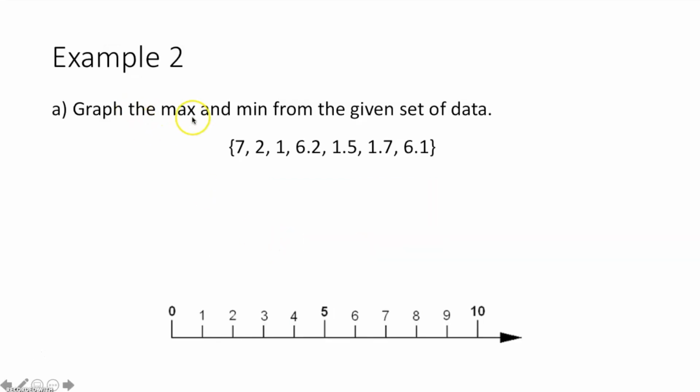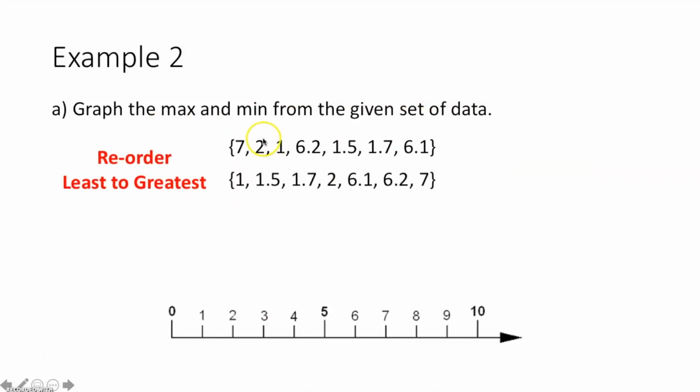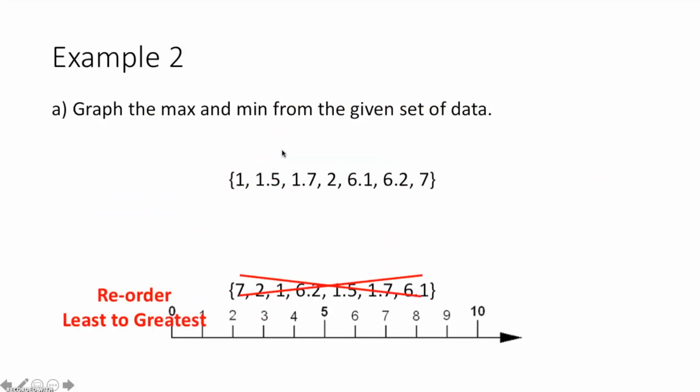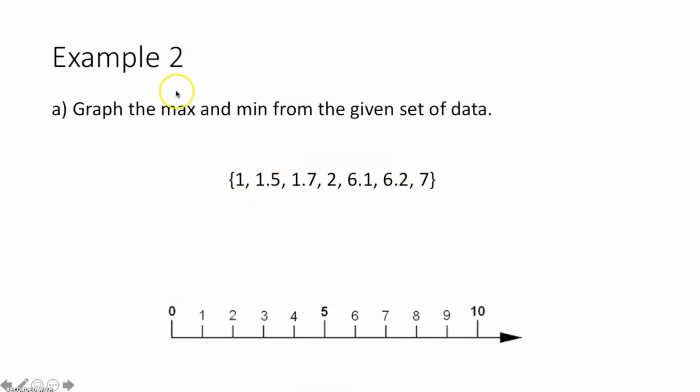Now example 2 says graph the max and min from the given set of data. So we are given a set of data, it's out of order. Anytime you're given a set of data that's out of order, you need to reorder it from least to greatest. So here we're going to reorder that from least to greatest, and now we don't need this one anymore. Cool. Now that we have this, we can figure out what our max and min are.